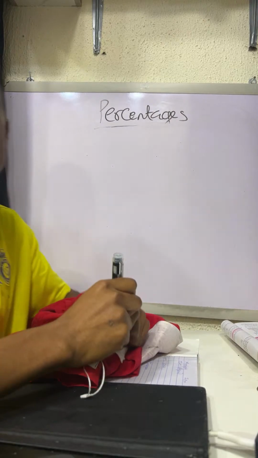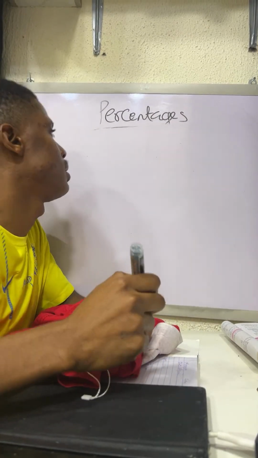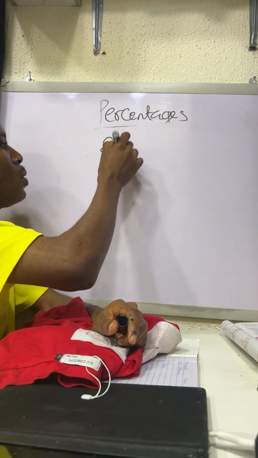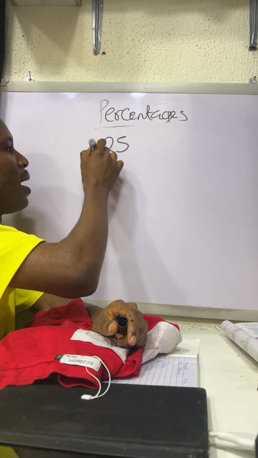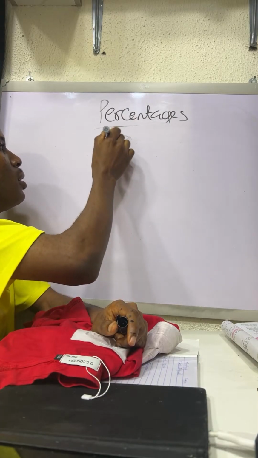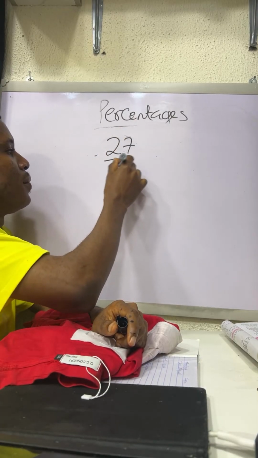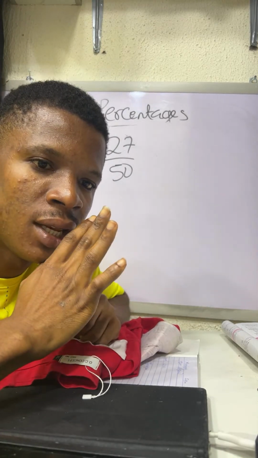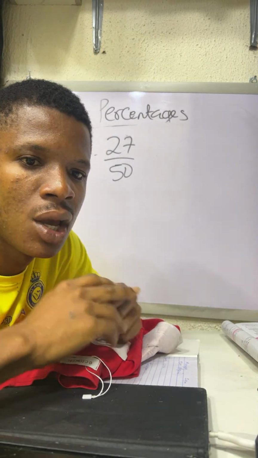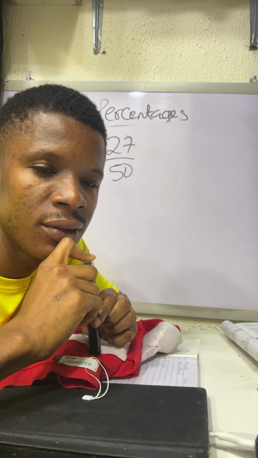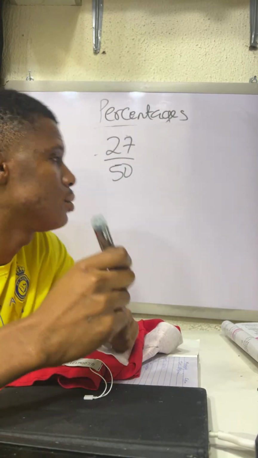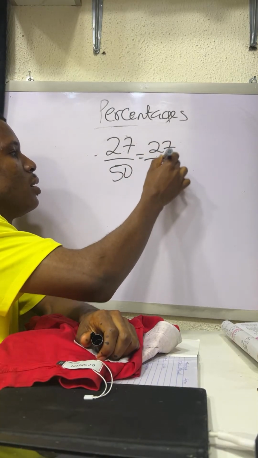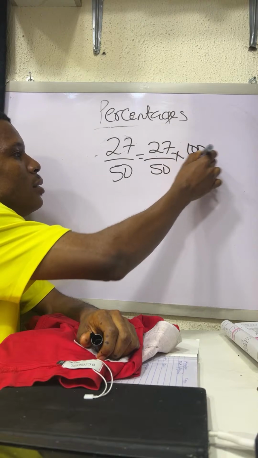Let's look at the next one. The next one we'll be looking at is 27 over 50. Sorry, I made a mistake earlier. Let's do it together. When you have 27 over 50, it is very easy to do. This is basically 27 over 50. You multiply it by 100 over 1.